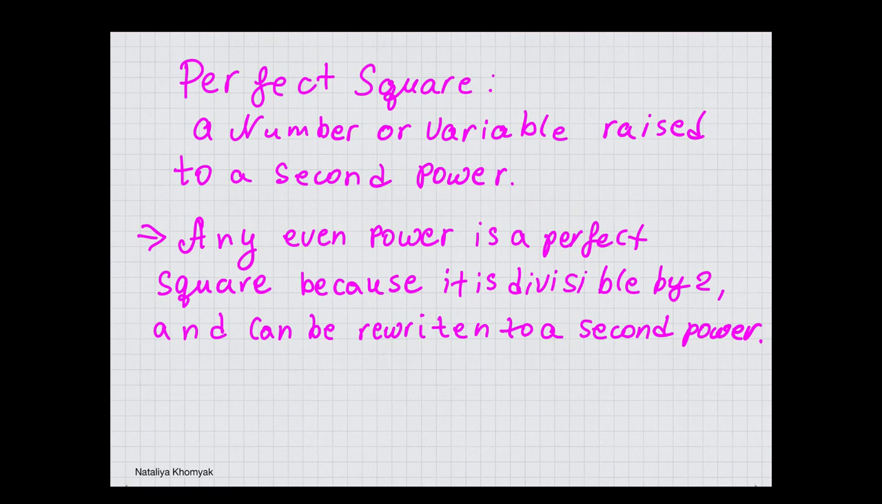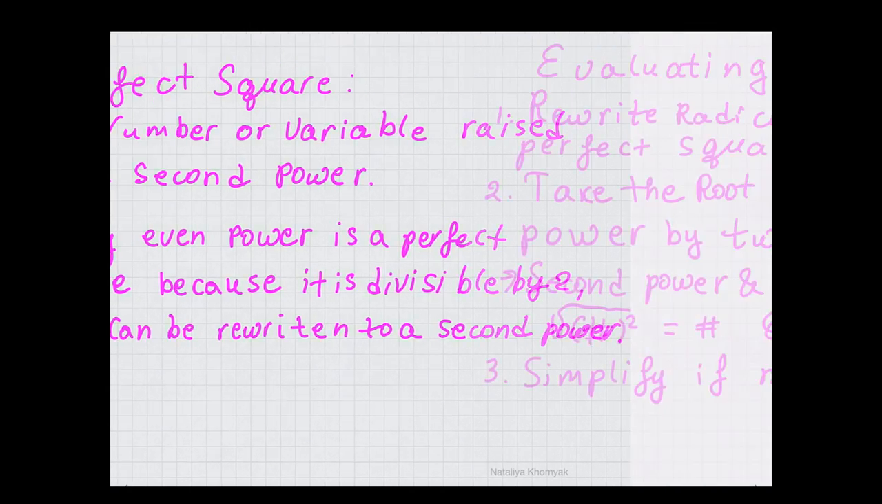A perfect square is a number or a variable raised to a second power, or any even power, because you can always factor out 2 from an even exponent.